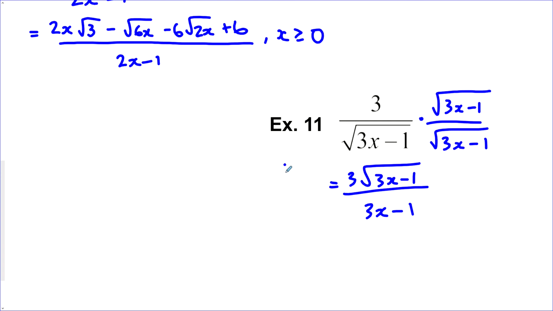And then all we need is our restriction on the variable. Our variable is under the radical, and it's also in the denominator. So that means we have 3x minus 1 needing to be greater than 0 and not equal to 0. Do a bit of algebra here. 3x needs to be greater than 1 by adding 1 on both sides, and divide by 3 on both sides means x needs to be greater than 1/3.